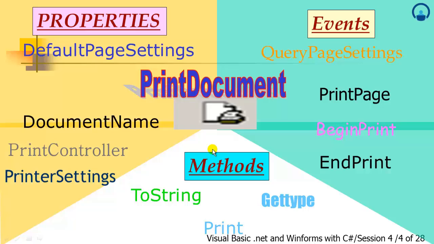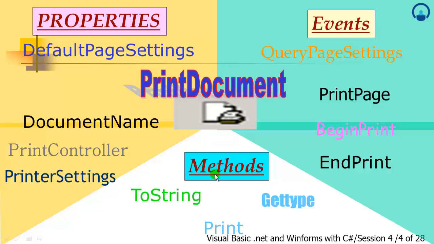The properties, methods, and events of print document control are as follows. Properties: DefaultPageSettings. This property is used to specify the default settings for a single printed page of the document. DocumentName. This property is used to specify the name that will be displayed in the print status or print queue when the document is being printed. PrintController. This property is used to specify the print controller that guides the printing process. PrinterSettings. This property is used to specify the printer that will print the document.